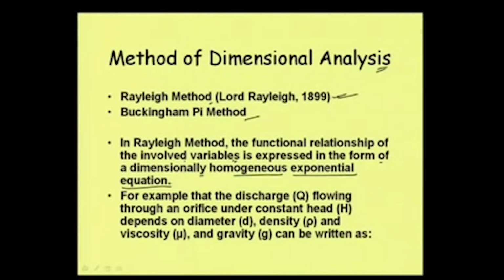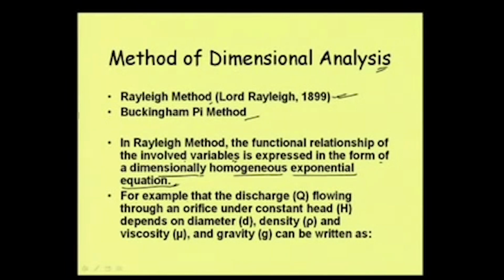Of course, suppose we put Q equal to some other related parameters, and for all those parameters initially we put an exponent. Later, through dimensional analysis, we will find the values of these exponents, and we may find that some of the exponents become 1. That is also possible, but initially we put this as a dimensionally homogeneous exponential equation. Fine. For example, let me take this one.